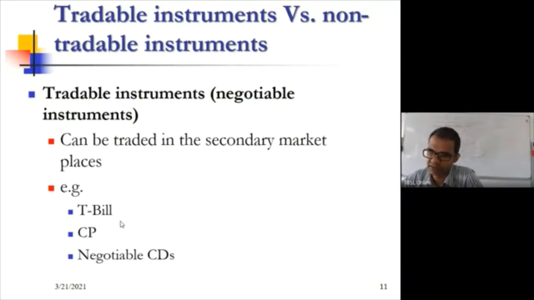Treasury bills, commercial papers. But in certificates of deposit, there are two types: negotiable CDs and non-negotiable CDs. So only negotiable CDs are tradable. That means the owner can sell it to someone else. Negotiable certificates of deposit.